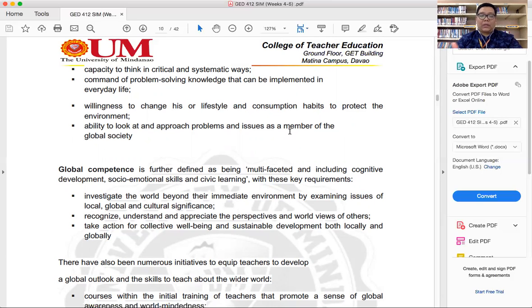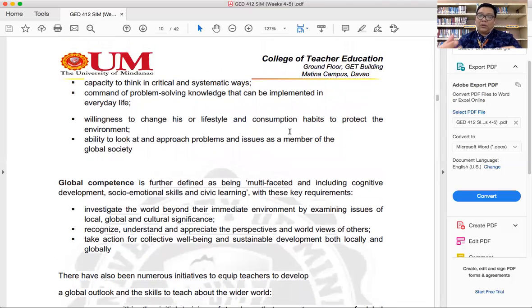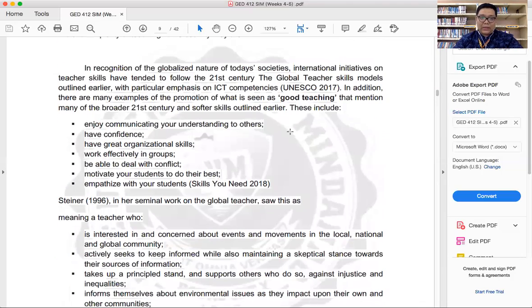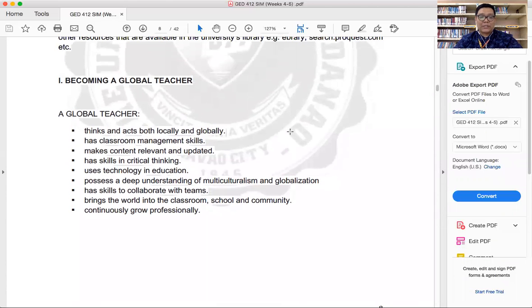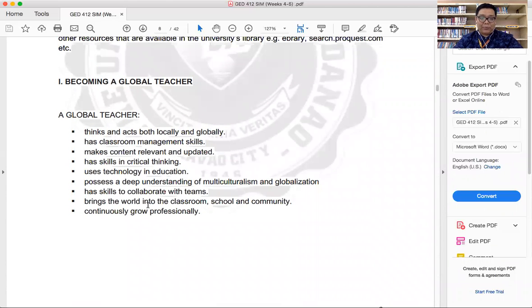So as a global teacher, you always need to equip yourselves with the soft skills and other specialized skills or competencies that you must possess, such as this one. You have to continually grow professionally if you really want to improve your learning, if you want to improve or deepen your knowledge, and if you want to have a wider understanding of the things happening around you. So that is a global teacher. Now the question is, are you ready to become a global teacher?